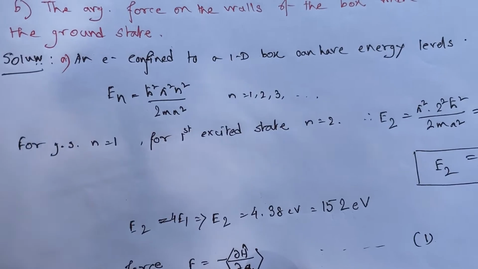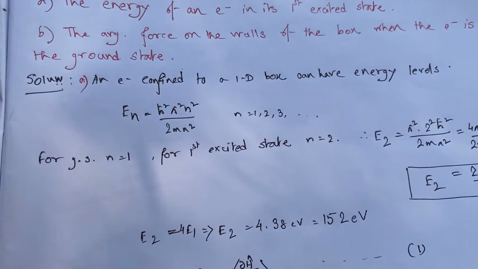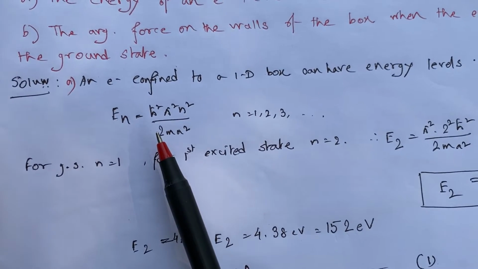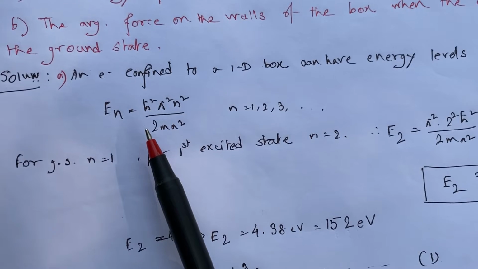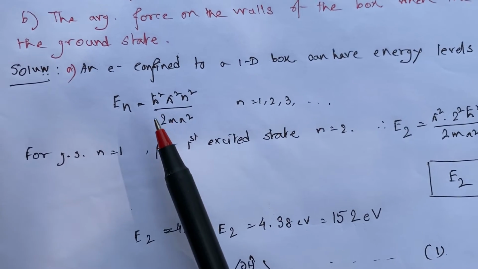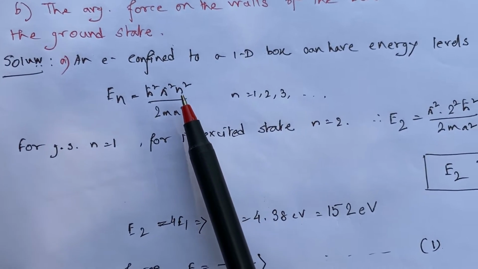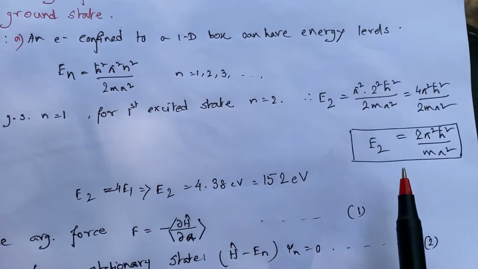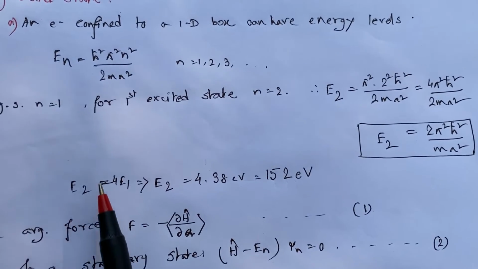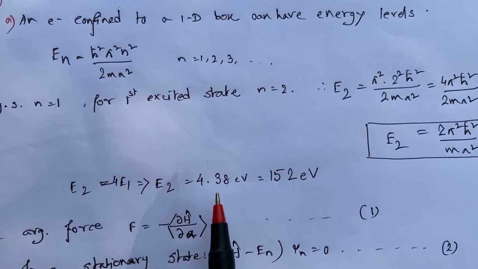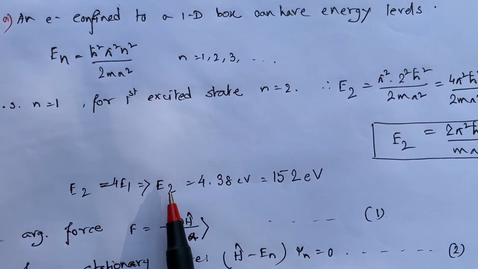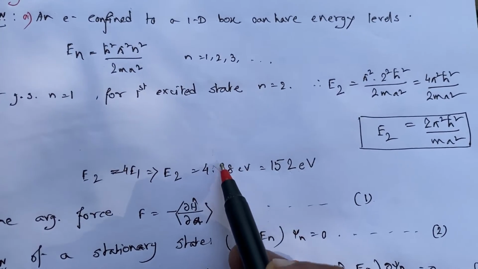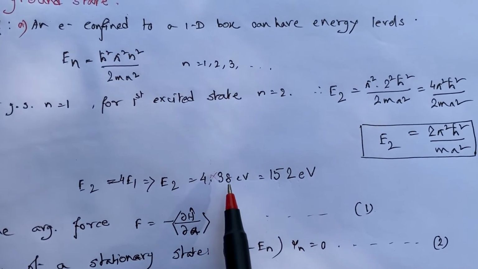For the first part of the problem, this is the familiar energy expression for the particle in a box problem. For the ground state, we have n equal to 1. If we put n equal to 1, this will be pi square h cross square by twice m a square. And the first excited state energy will be 4 times the ground state energy. So the first excited state energy E2 turns out to be 152 electron volt. That is 4 multiplied with 38 electron volt.